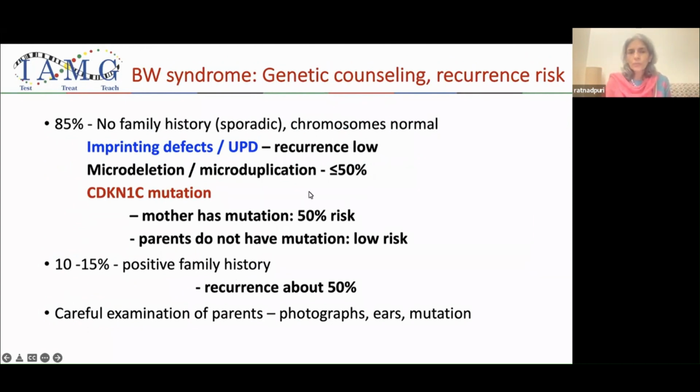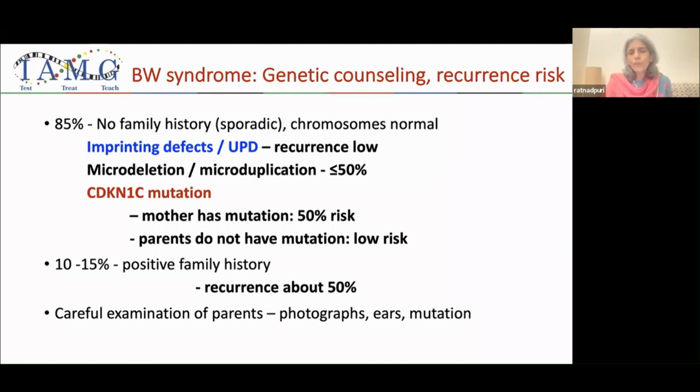85% of children with Beckwith-Wiedemann, there is no family history. The chromosomes are normal. Here, if it's because of abnormalities of methylation in the form of imprinting defects or UPD, the recurrence risk is low. There can be up to a 50% recurrence risk in cases of microdeletion and duplications. If there is an inherited CDKN1C mutation, there is up to a 50% recurrence risk. However, if there is a positive family history, again, there is up to a 50% recurrence risk.